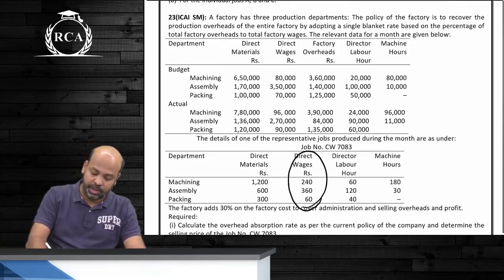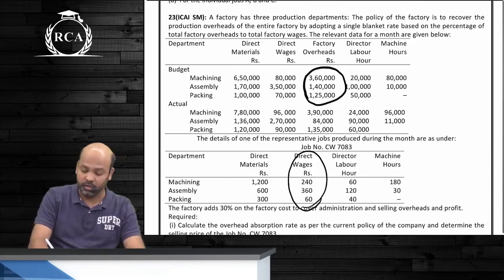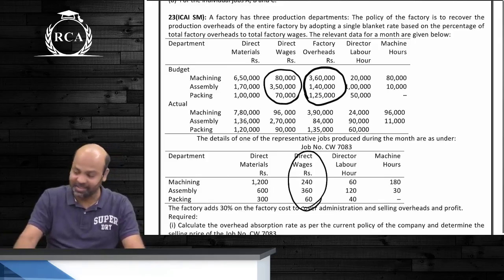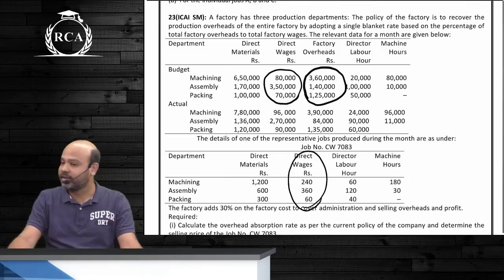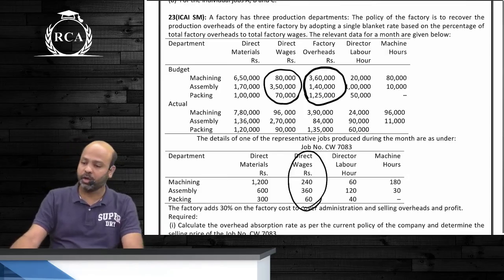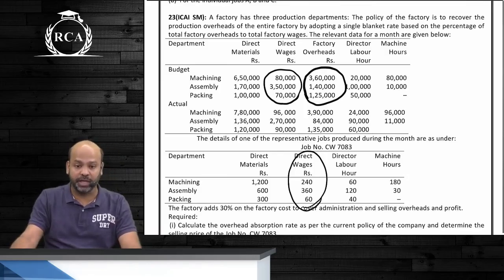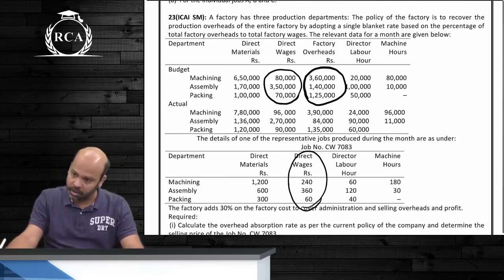So as per the budget, guys, the total overheads of all the departments is 6,25,000. The total direct wages of all the departments, that is 5 lakhs. So 6,25,000 divided by 5 lakhs, 1.25 or 125% of direct wages. That's your blanket recovery rate as of now.